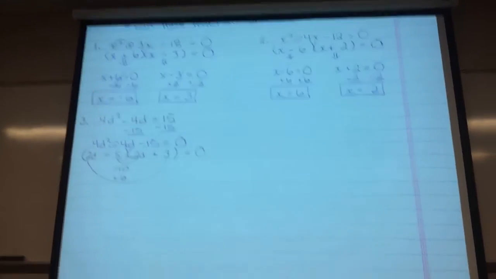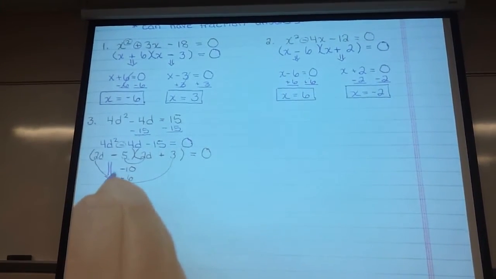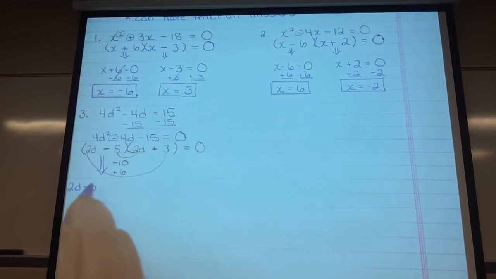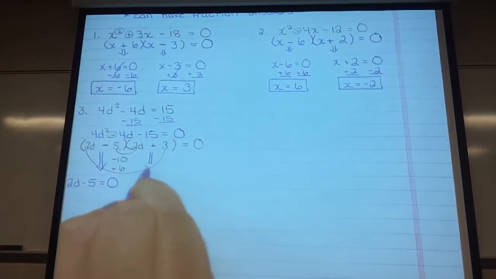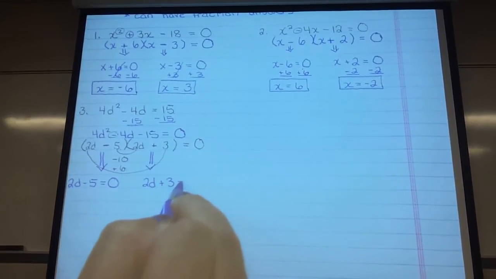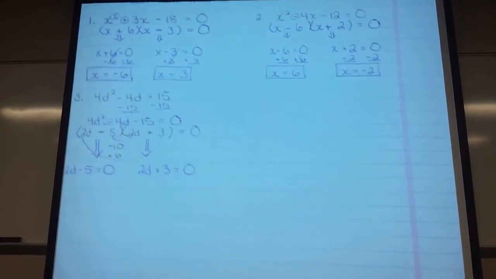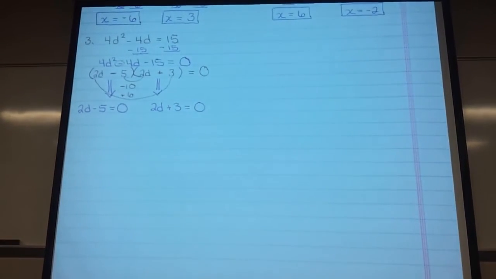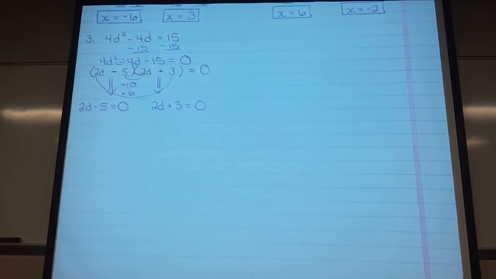Once you get there, you need to, again, make your own individual problems. So I'm going to have 2d minus 5 equals 0. And then over here, 2d plus 3 equals 0. So I still have 2 pieces, just like in the others. Now this one isn't so simple. You have to do a little bit of work for it. How would you move the minus 5?